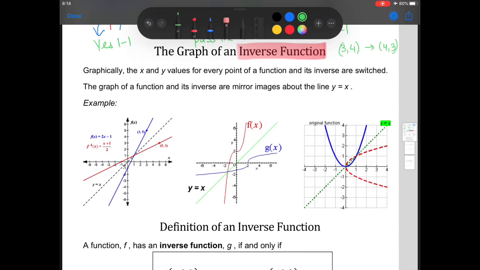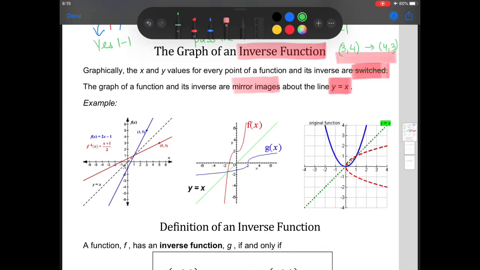The graph of an inverse function. Graphically, the x and y values for every point of a function and its inverse are switched. What does that mean? I gave an example right here. If I had in my original function a point (3, 4), it will switch to (4, 3). When we're talking about switched, we're talking about the x coordinate becoming the y and the y becoming the x. The graph of a function and its inverse are mirror images about the line y equals x.